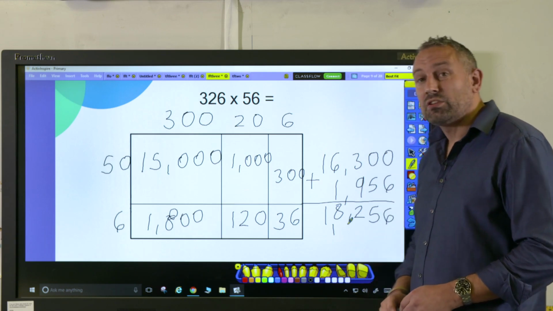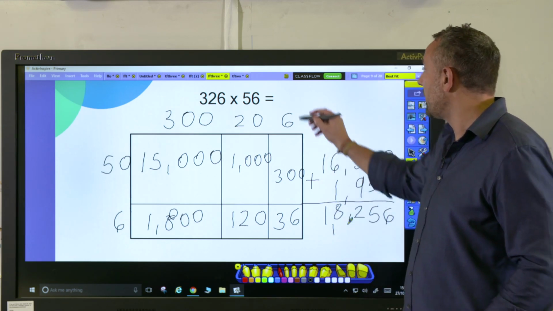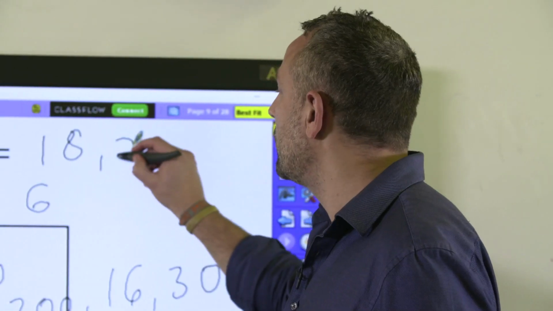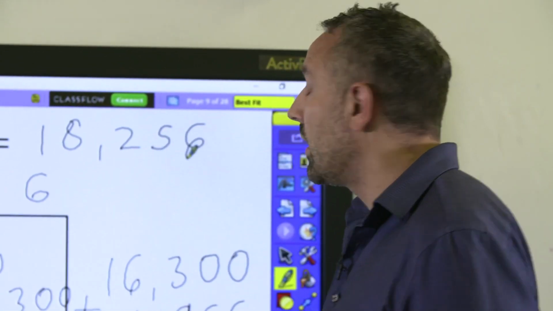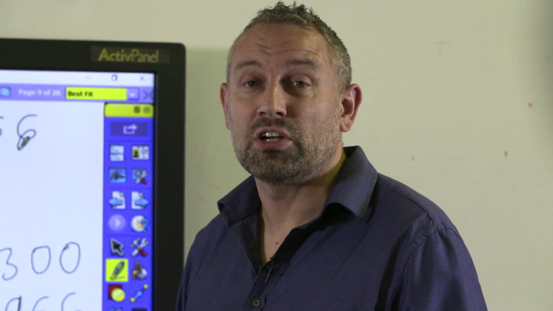So you can see our answer to 326 times 56 is 18,256. And there you have using arrays to help you calculate even much larger multiples.